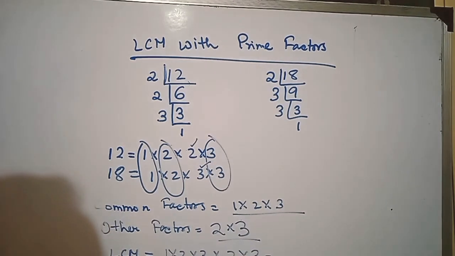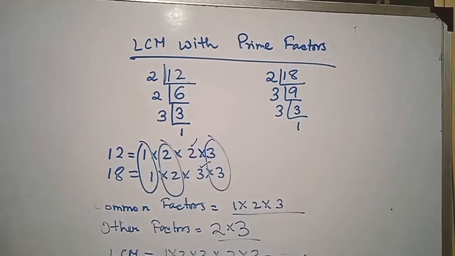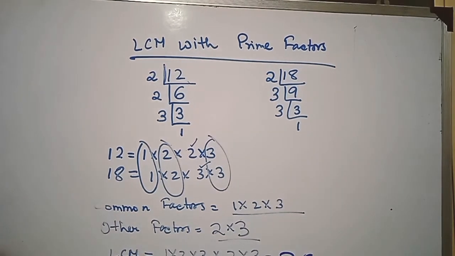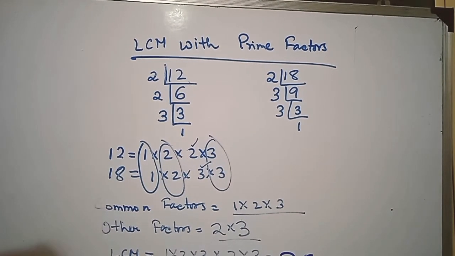So 1 into 2 into 3, that is 6, into 2, 12, into 3, that is 36. So the LCM of 12 and 18 is 36, and this is my answer. This is very important, please remember this: in HCF we are only concerned with the common factors. In LCM we are taking common factors as well as the other factors too.